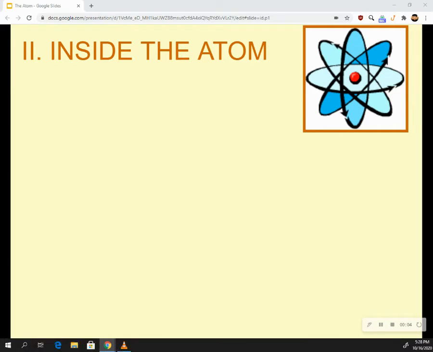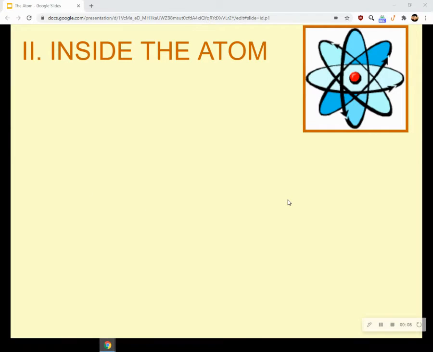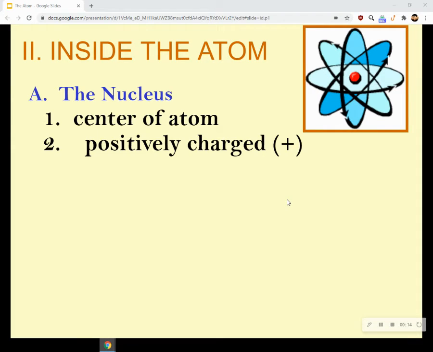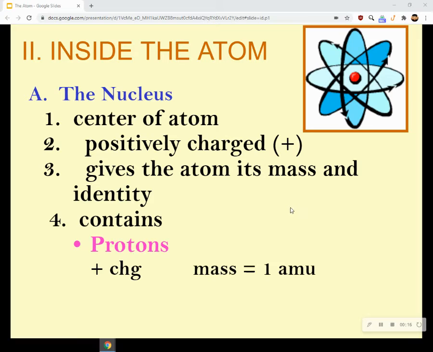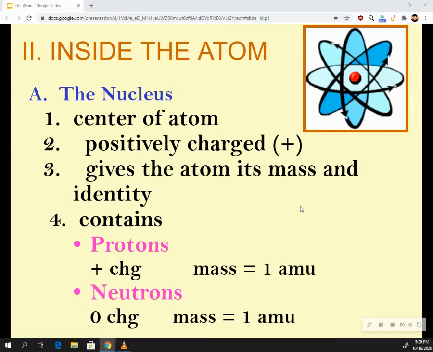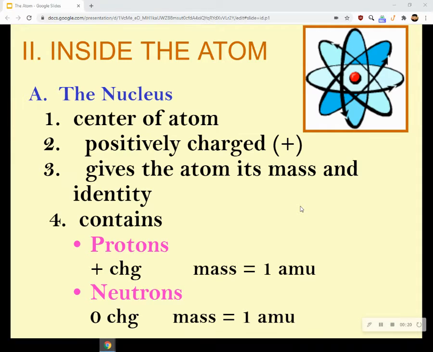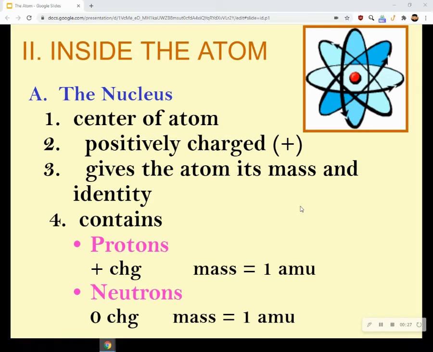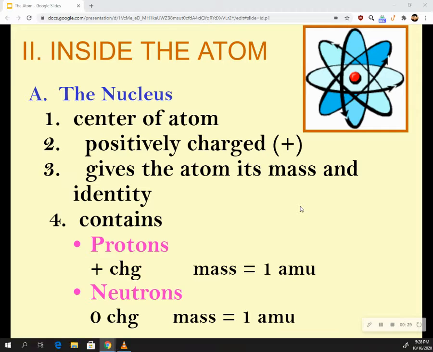Part two. All right. So inside the atom, we have what? Oh, wait, you can't answer me. So I'll answer myself. Inside the atom, we have what we call the nucleus. And the nucleus contains our protons and our neutrons. Protons are a positive charge, like I hinted at last time. Neutrons have absolutely no charge, but they add to our atomic mass unit. AMU means atomic mass unit.